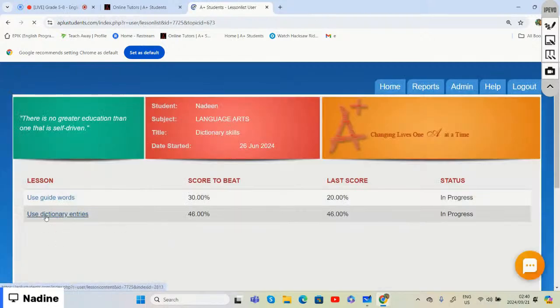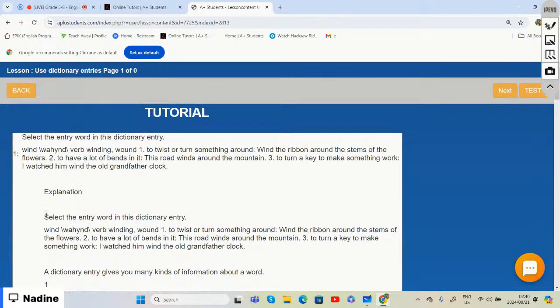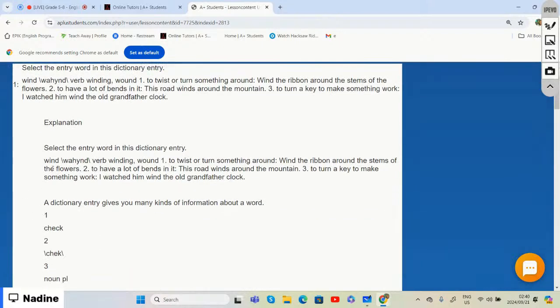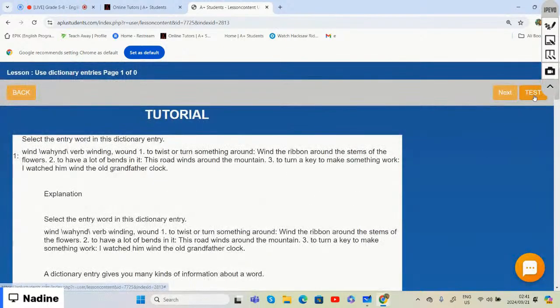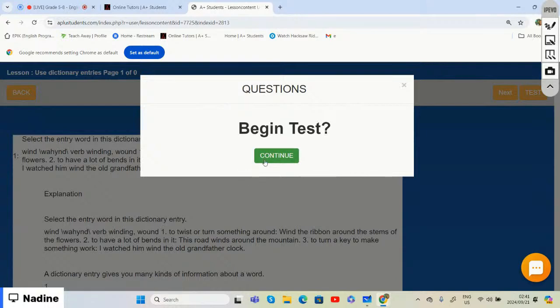Well done. Now we're going to use dictionary entries. And remember, we said with a dictionary entry, you have your word that you are looking up, the word that you want the meaning of. You have the pronunciation of that word, how you spell or say the word. They tell you the part of speech. Is it a verb? Is it a noun? Is it an adjective? Is it an adverb? And then they give you the different meanings of the words as well as how to use it in a sentence. These are our dictionary entries. So now let's go to a test, and they will ask you what specifically you need to identify with the dictionary entry.